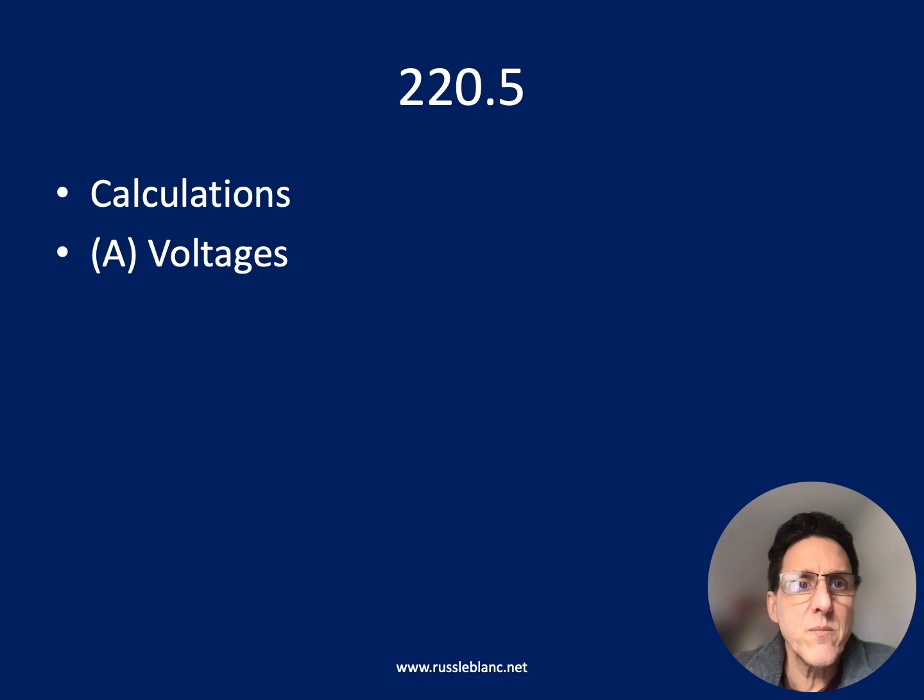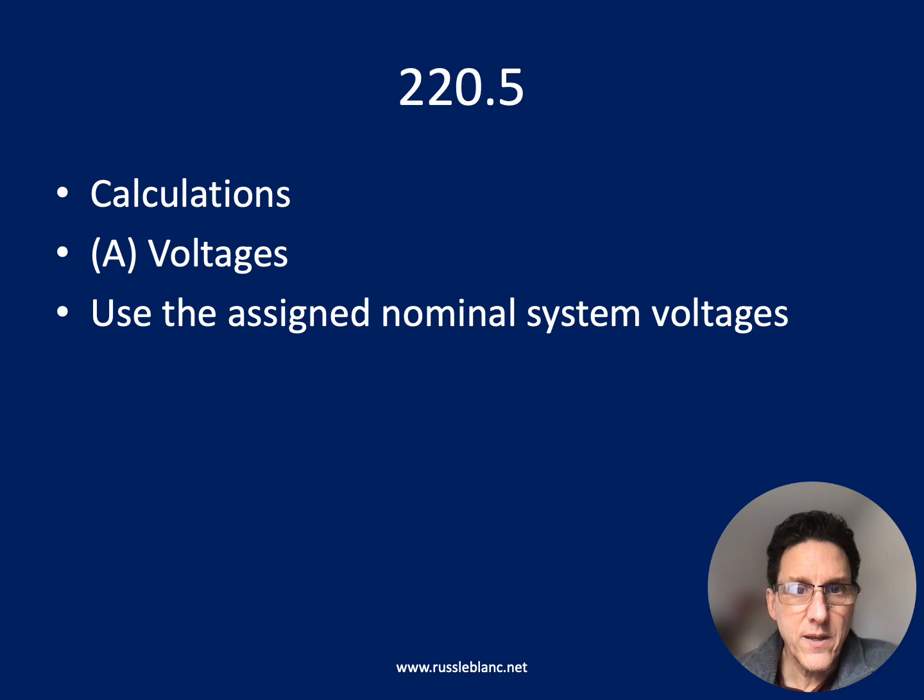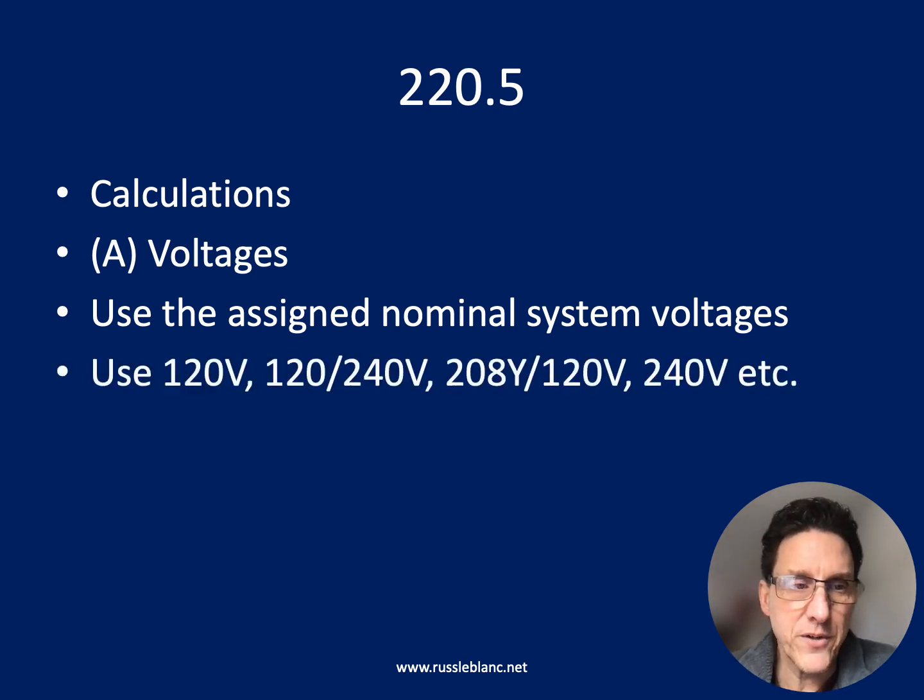All right. Moving on to 220.5. As far as which voltages should we use? Well, so we all have the same number. We all get the same math. 220.5(A) says unless other voltages are specified for the purposes of calculating branch circuit and feeder loads, nominal system voltages shall be used. And they're all assigned there in 220.5(A). Right? And nominal voltages are just assigned voltages, including the ones on the screen. 120 volts, 120/240, 208Y/120, 240 volts, et cetera, right?